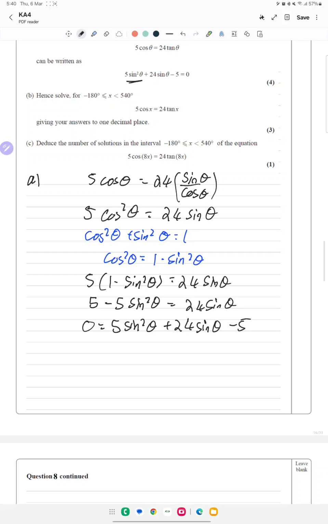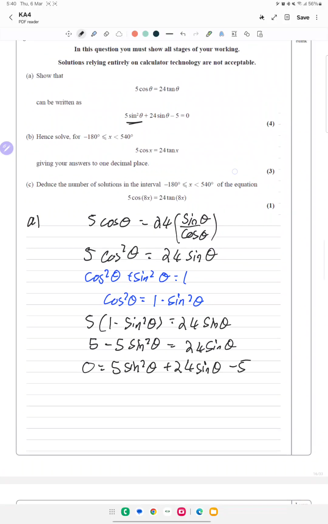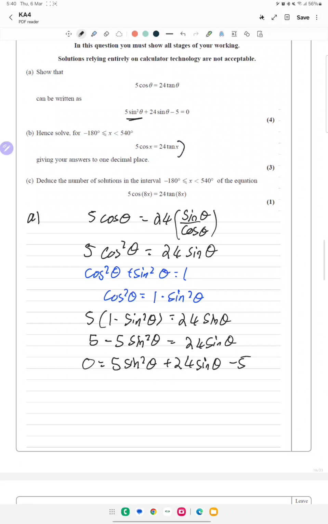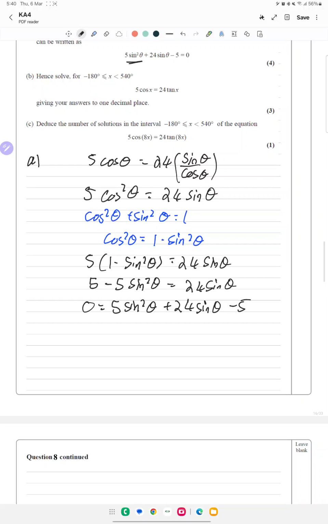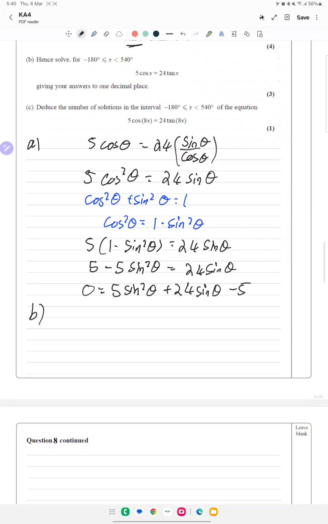Now, part B we could have a go at even without having done part A, because it's just using the same thing. This is this. So just use it. And this is much more standard. So first, we've got to solve this quadratic for sine.